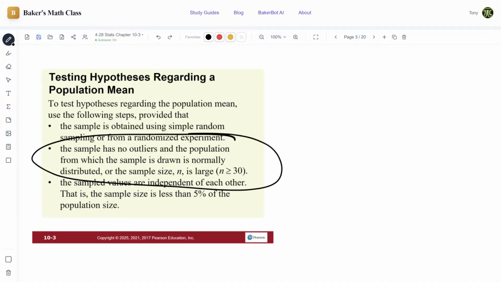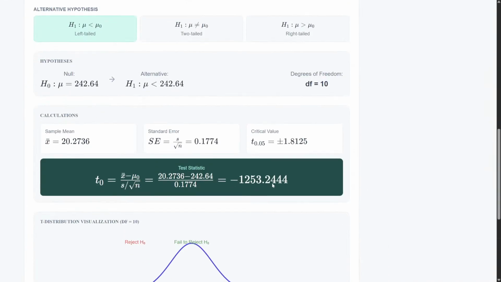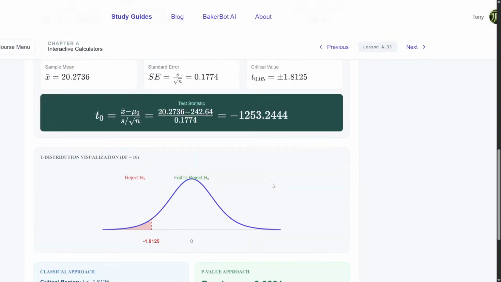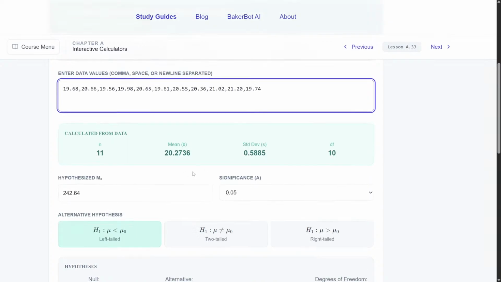We need to know if it's normally distributed or we have more than 30. I only got 11. So you really have to show that this is normally distributed. And I probably should actually put that in this. I will fix that for next time between classes. I'll actually add a box in here that tests for normality.